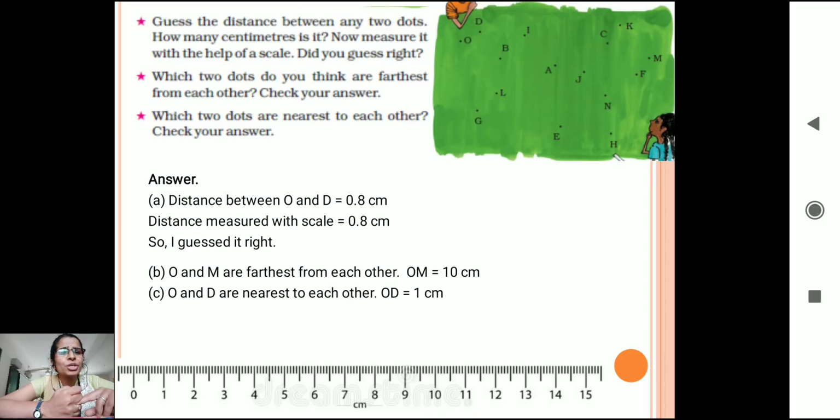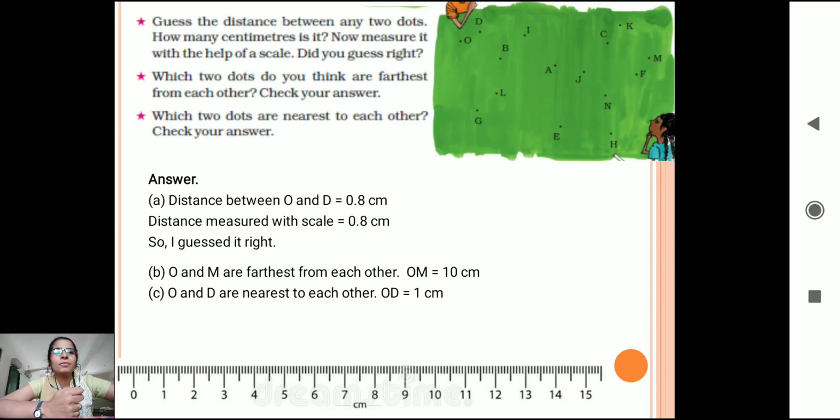Okay, so you need to check again. Maps can also go wrong sometimes, isn't it? So you will check, correct me out. Okay, so O and D are the nearest to each other. I have written here now 1 centimeter, but exactly when I write it, it will be 0.8 centimeter.